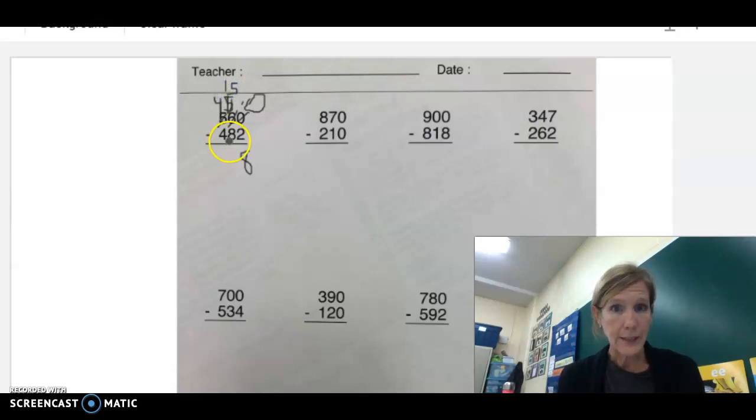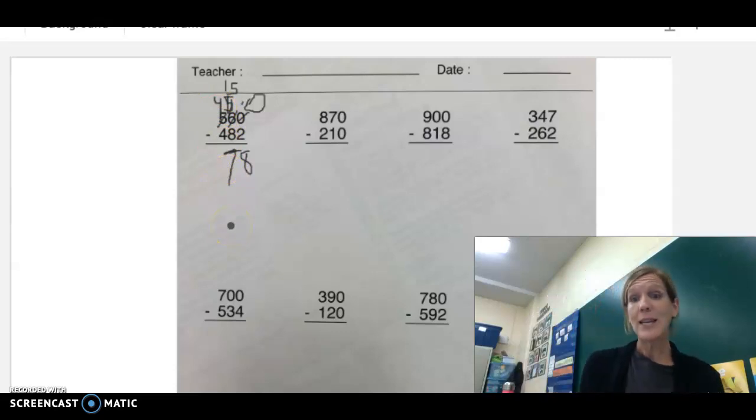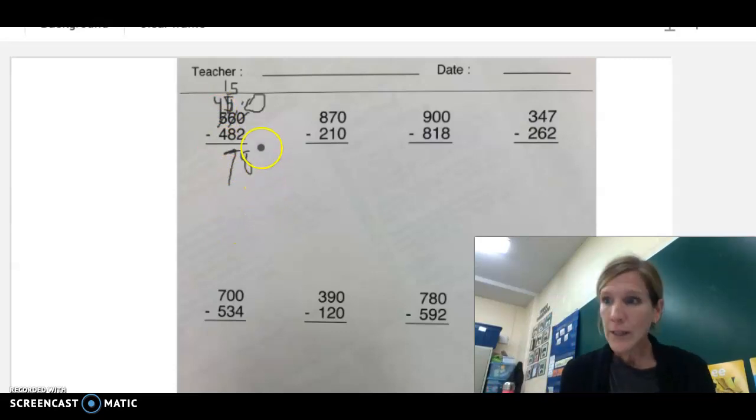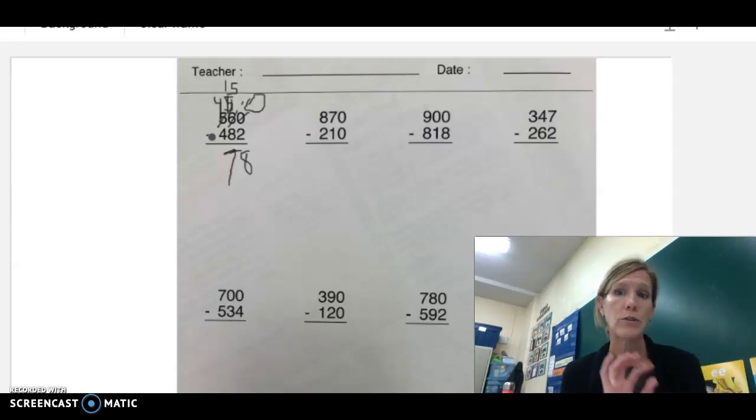15 minus 8 would be 7, and 4 minus 4 is 0. So my answer would be 78. The difference between 560 and 482 would be 78. Okay? I had to borrow twice. So you have to be really, really careful and really, really neat when you write all those numbers down so that you're sure that your numbers are in the right place values and that you're subtracting the correct thing.